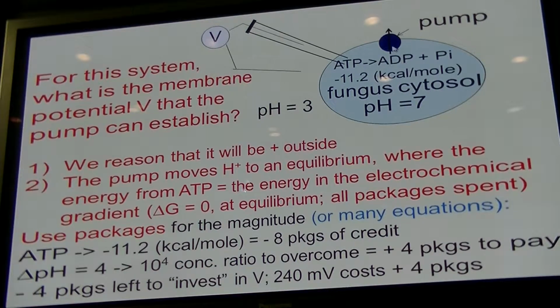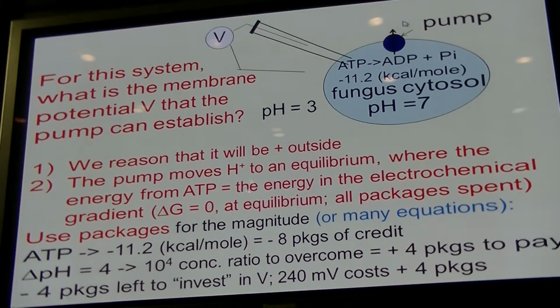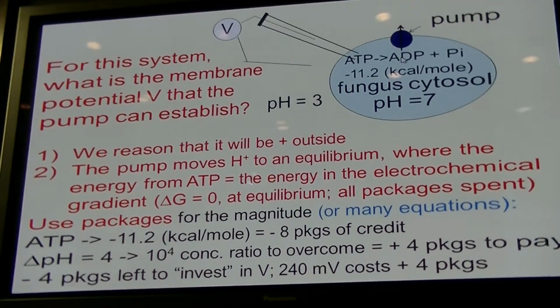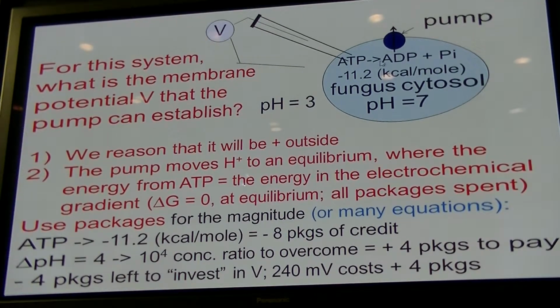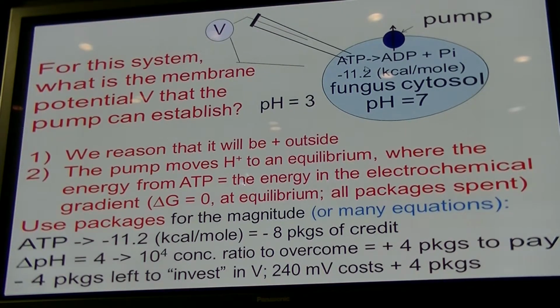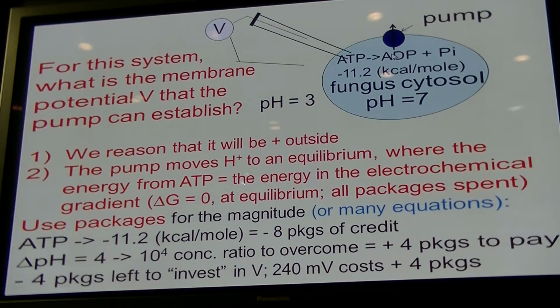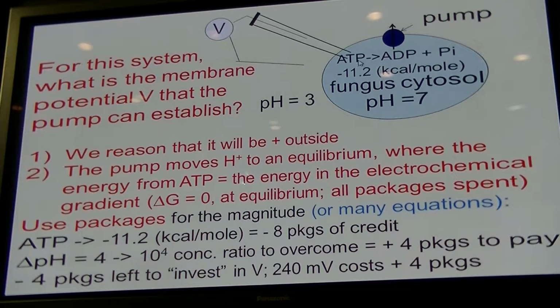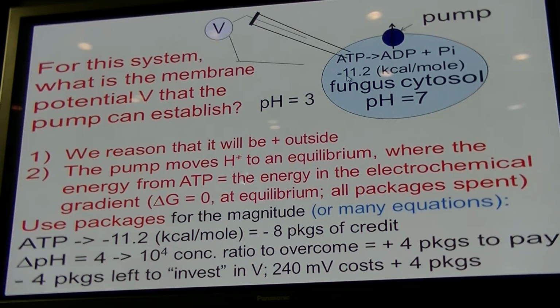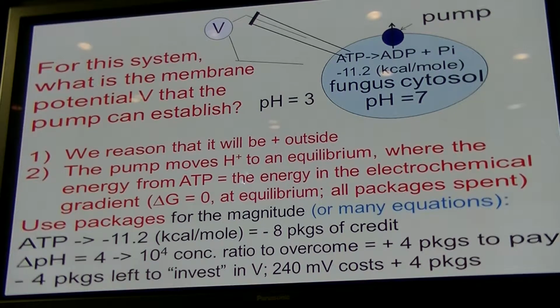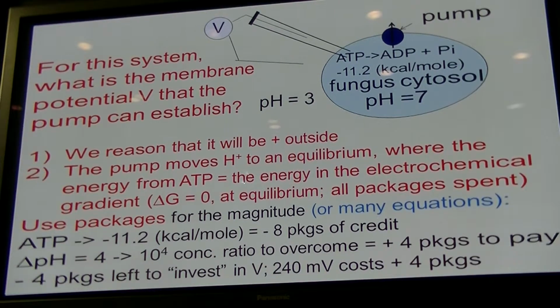Now, that pump moves protons at the expense of ATP hydrolysis. So if ATP is hydrolyzed to ADP and inorganic phosphate, let me just say that in this cell, under the given ATP and ADP ratios, the total amount of energy released by ATP hydrolysis is negative 11.2 kilocalories per mole. Now, if you do quick math, you see that that's 8 standard packages.